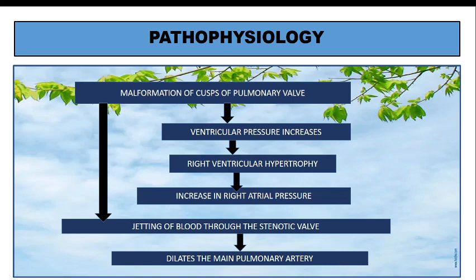This malformation of cusp of pulmonary valve se there is jetting of blood through stenotic valve. Matlab jahan par valve hai wahan se blood jet ke jaise andar aata hai. So this dilates the main pulmonary artery. Okay.